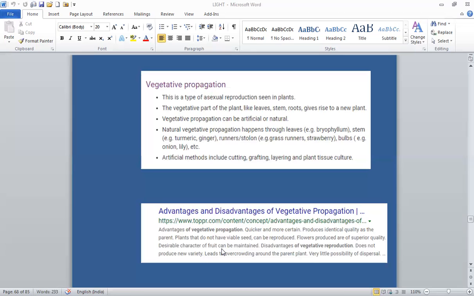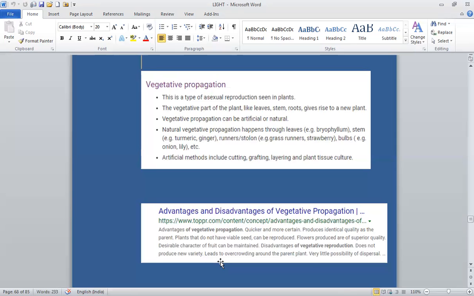Now we come to some disadvantages also. Every advantage has some disadvantage. So what are the disadvantages of vegetative propagation? First of all is overcrowding. It leads to overcrowding around the parent plant. Vegetative propagation causes overcrowding and excessive competition among the baby plants. Then vegetative propagules cannot be kept for long, otherwise they will start decaying.